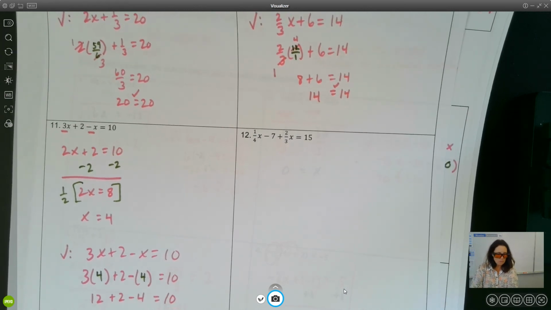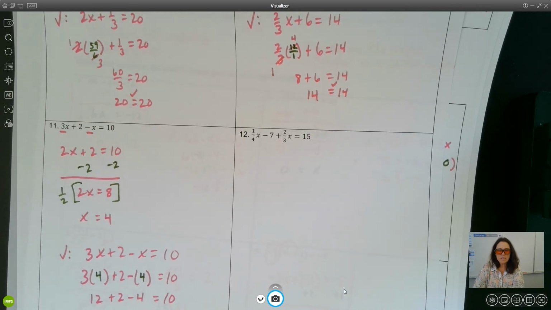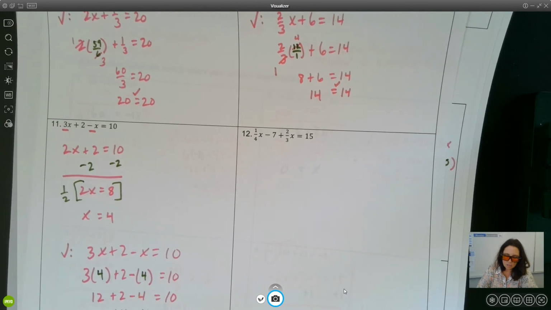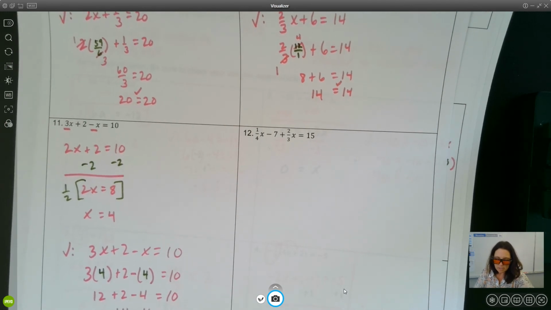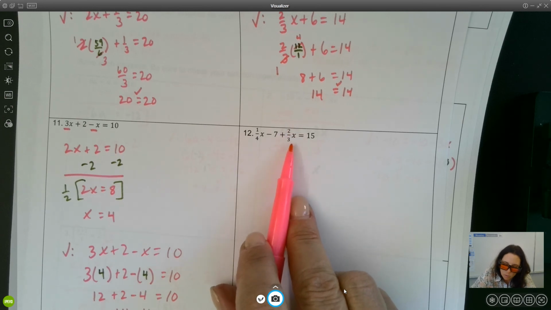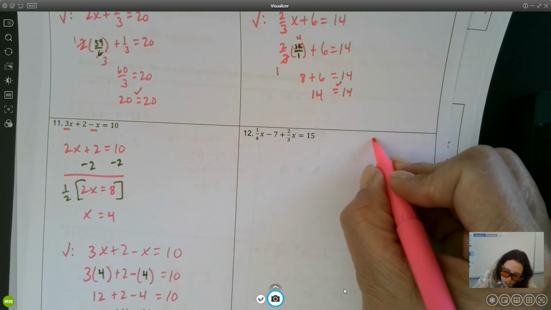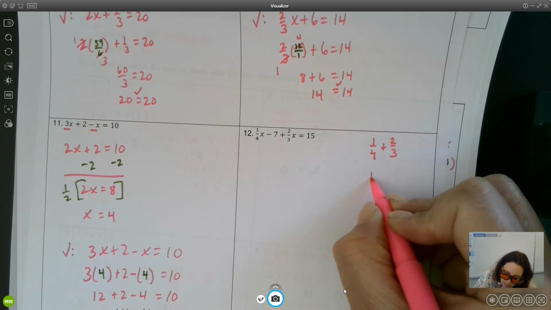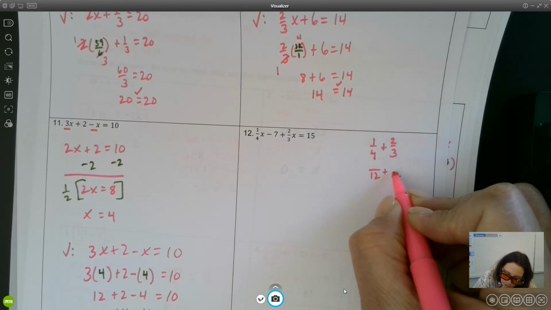Alrighty, number 12 is pretty ugly. 12 is not on a test or quiz. Okay, it's a good challenge and homework, but it's not something we need to demonstrate knowledge of on a quiz or a test. All right, I need to do 1/4 x plus 2/3 x. So I'm going to do that off to the side. 1/4 plus 2/3. I need a common denominator of 12.